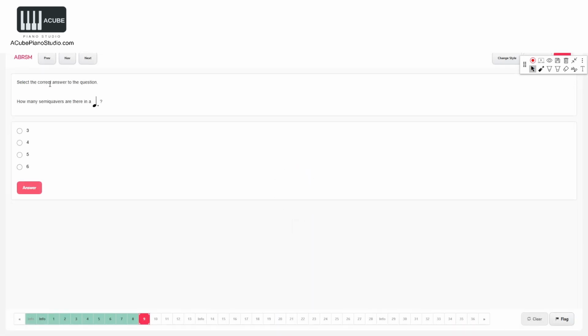Next, select the correct answer to the question. How many semiquavers are there in a dotted crotchet? So, let's look at a dotted crotchet. A dotted crotchet equals a crotchet plus a quaver. So, dotted means itself plus half of it, right? So it's this plus this. And each crotchet equals 2 quavers, and we still have this quaver here.